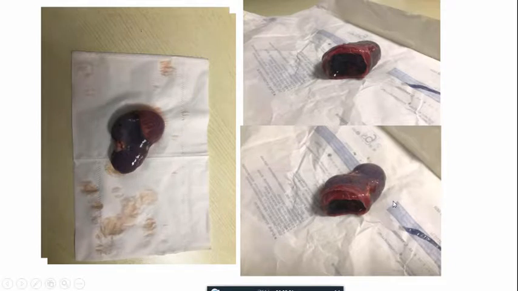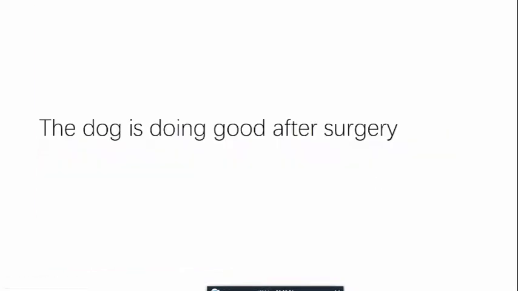The results still have not come back, so we're still waiting for the result of the tissue test. After the surgery, the dog was doing very fine, and he was happy, and that's all. So this is the case of Den Den, and I hope you like it.